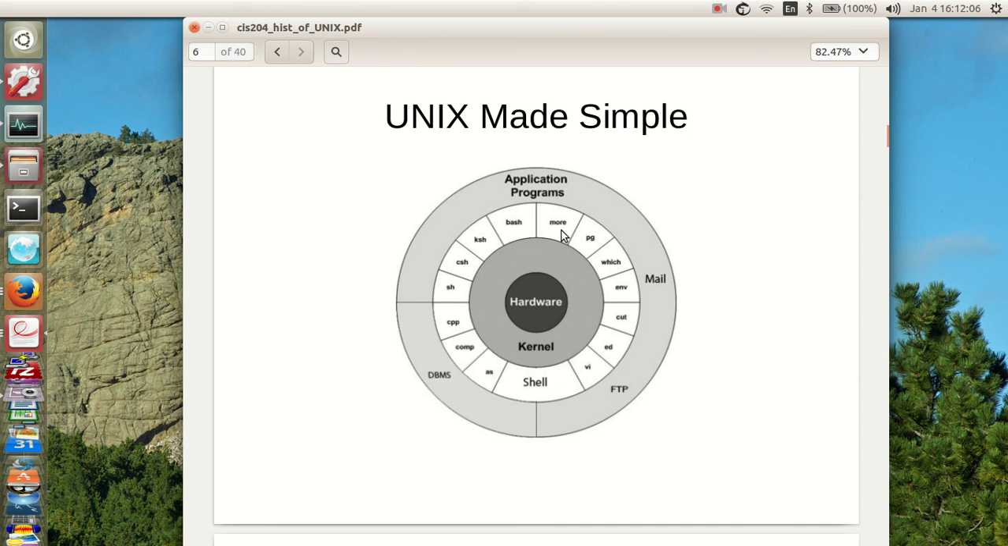Here we see various utilities, actually commands: more, page, which, env, cut, ed, vi. Ed and vi are editors, and we'll talk more about those next week. And then the shell. And the application programs are mail, browsers, FTP, any GUI basically that you might work through, and the DBMS. These are all part and parcel of Unix.